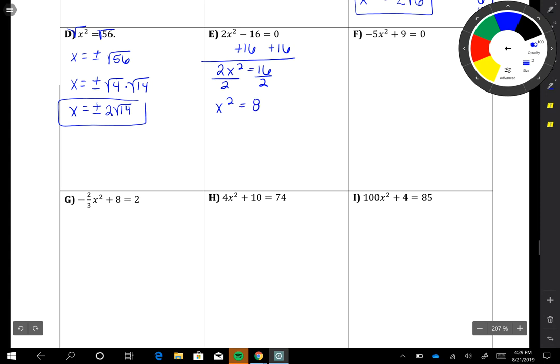Now we're to the point where we can take the square root of both sides, and that will give me x equals plus or minus the square root of 8. And we ask ourselves, are there any perfect square factors of 8? Of course. 4 goes into 8 2 times. So my answer would be x equals plus or minus 2 times the square root of 2.